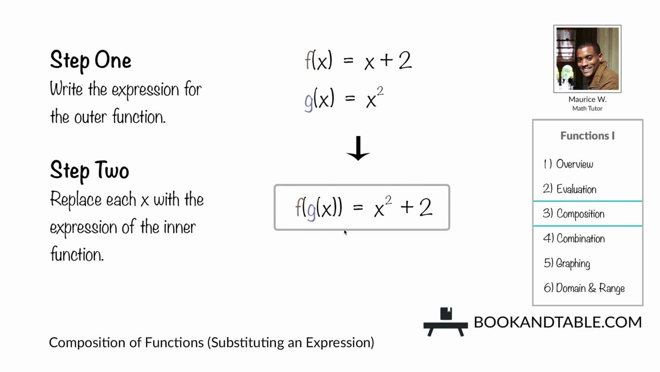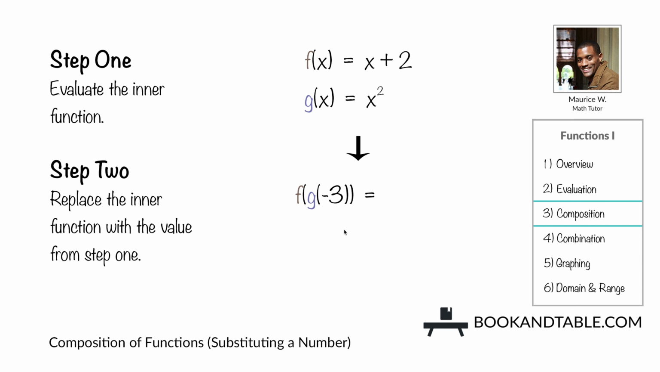Now let's say we wanted to evaluate this composition of functions with an actual numerical value. Let's say we had f of g of negative 3. We first want to evaluate the inner function. So g of negative 3 is equal to negative 3 squared, and that's equal to 9. So g of negative 3 is equal to 9. So we want to replace the inner function with the value from step 1, which is 9.